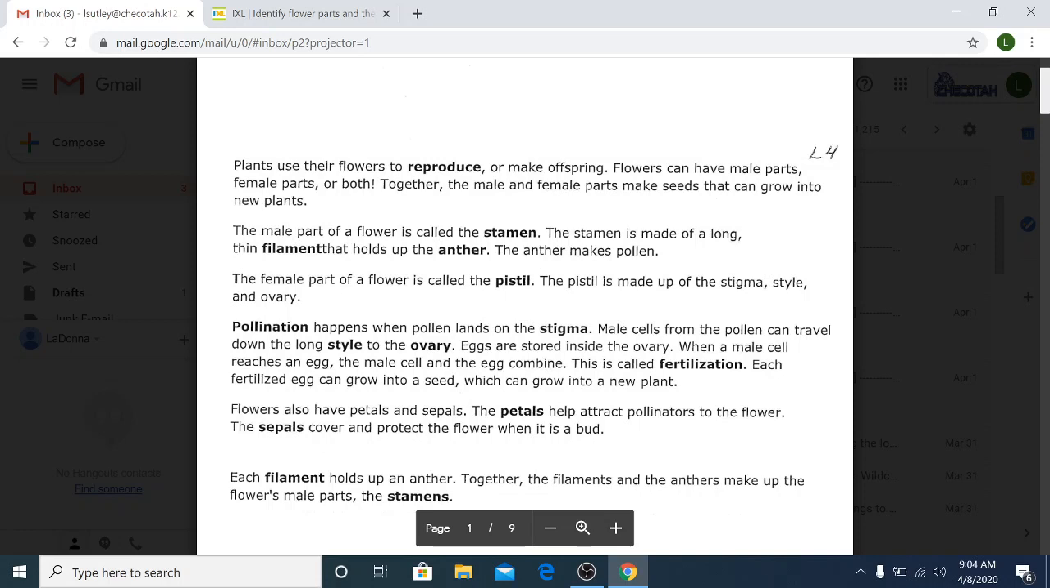Flowers also have petals and sepals. The petals help attract pollinators to the flower. The sepals cover and protect the flower when it is a bud. Each filament holds up an anther. Together, the filament and the anthers make up the flower's male parts, the stamens.